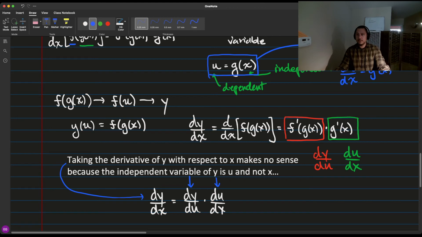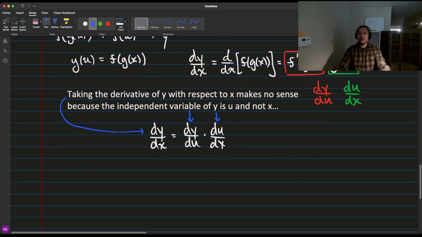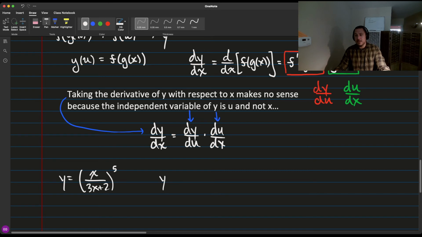Okay, so let me show you an example of how this works. Let's say that you want to take the derivative, let's say that your y is equal to (x over 3x plus 2) to the 5th. Okay, what you want to do is rewrite this in terms of u. So I'm going to call this stuff in here u. u is going to be x over 3x plus 2.